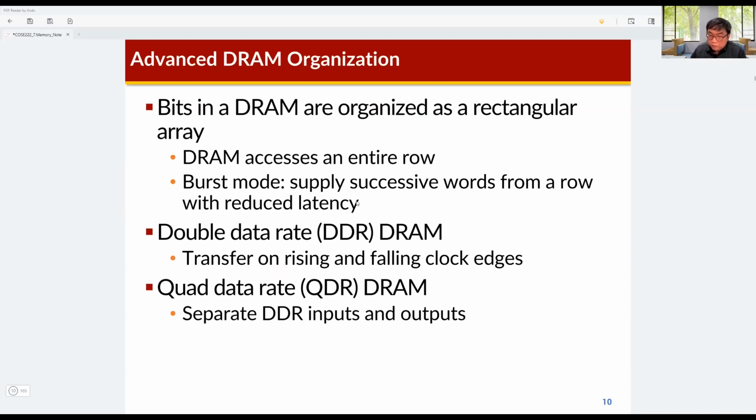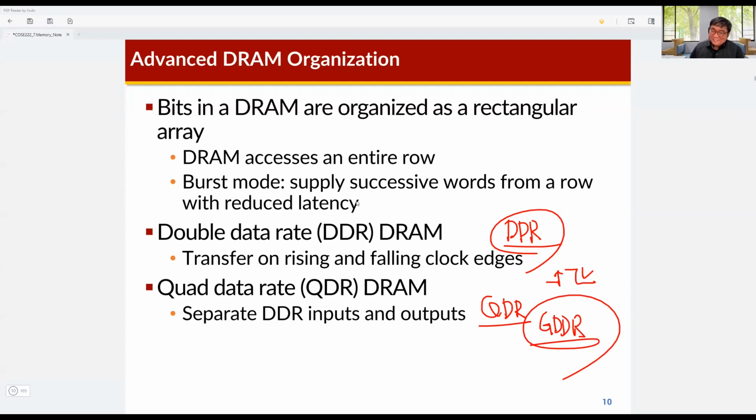And then I believe some of you already know about the DDR, double data rate DRAM. So we can use the rising edge and then the falling edge of the DRAM clock signal for the DDR RAM. With this DDR DRAM, we can increase the data bandwidth between DRAM and processor. And then we can also use the QDR, quad data rate DRAM. And usually GDDR, like graphics DDR, the DRAM used for GPU actually uses the QDR DRAM.